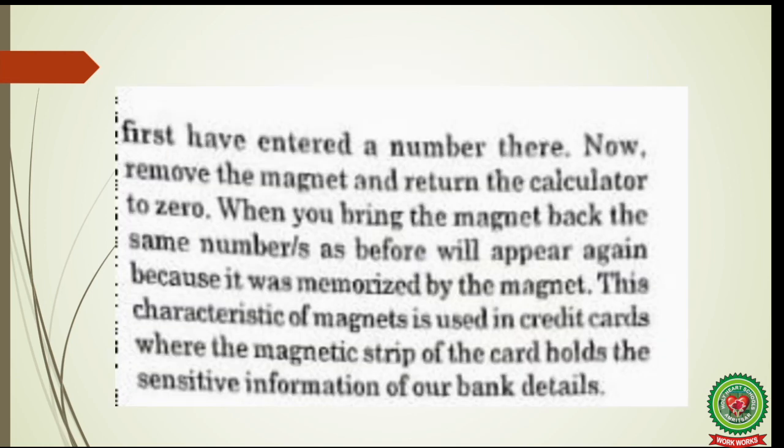Take a permanent magnet and place it next to the screen of your calculator. You should first have entered a number there. Now remove the magnet and return the calculator to 0. When you bring the magnet back, the same number as before will appear again because it was memorized by the magnet. We have performed this activity already. This characteristic of magnets is used in credit cards, where the magnetic strip of the card holds the sensitive information of our bank details, right?